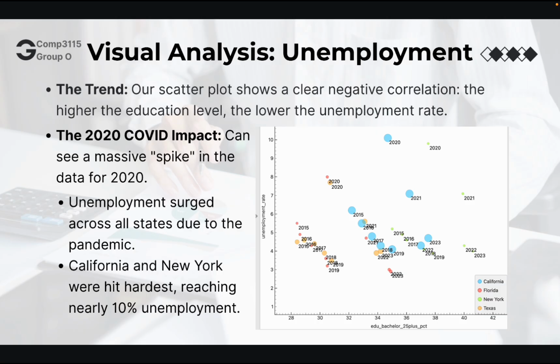Unemployment surged across all states due to the pandemic. California and New York were hit hardest, reaching nearly 10% unemployment.